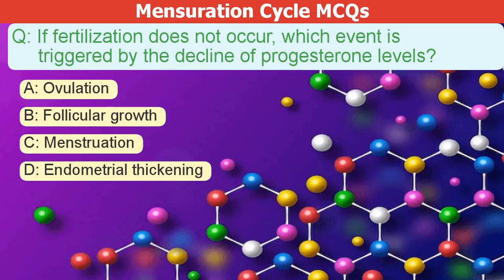If fertilization does not occur, which event is triggered by the decline of progesterone levels? A. Ovulation. B. Follicular growth. C. Menstruation. D. Endometrial thickening.